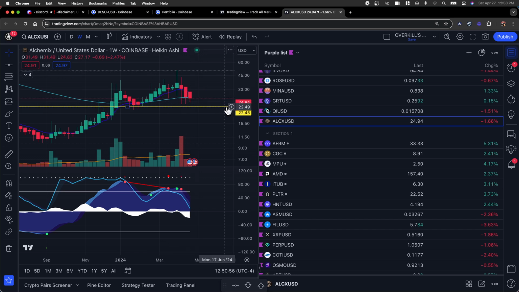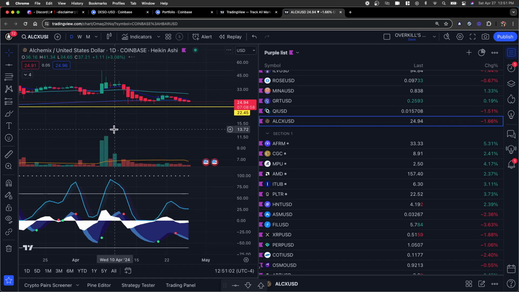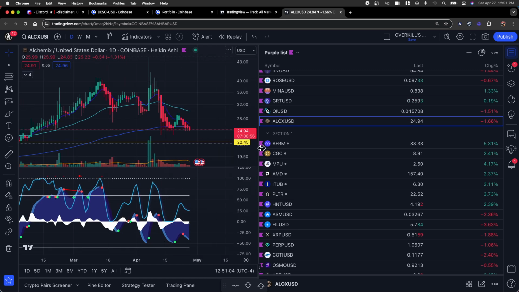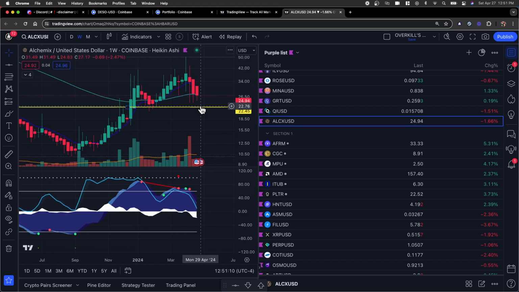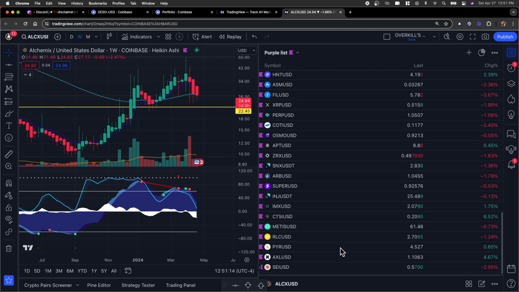Okay, the market sold off. So 22 is a solid stop loss on ALCX. I think you could build a position around that level. Again, if 22 breaks, we got to get out. Next green dot, though, on the daily, you could look to add. Okay, that one looks good. Sitting right on that 50 there.